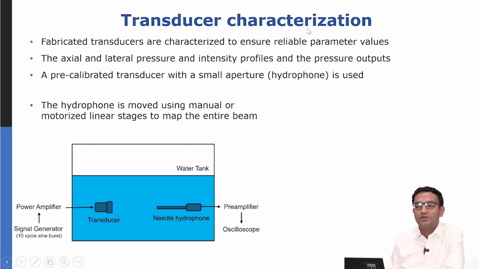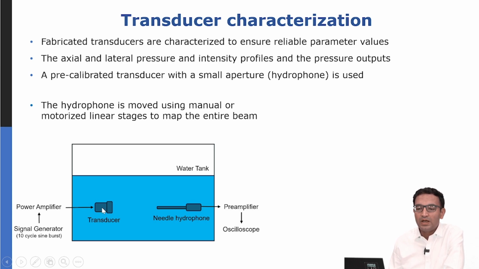So before we use the transducers, we ought to characterize the transducers. Fabricated transducers are characterized to ensure reliable parameter values, and for this the typical measurements that are made are the axial and lateral pressure profiles and the intensity profiles. And for this, as Professor Carla Mercado Shekhar would have taught you in an earlier lecture, a pre-calibrated transducer with a small aperture, which is a hydrophone, is used. It is like a microphone but typically used underwater in immersion experiments.